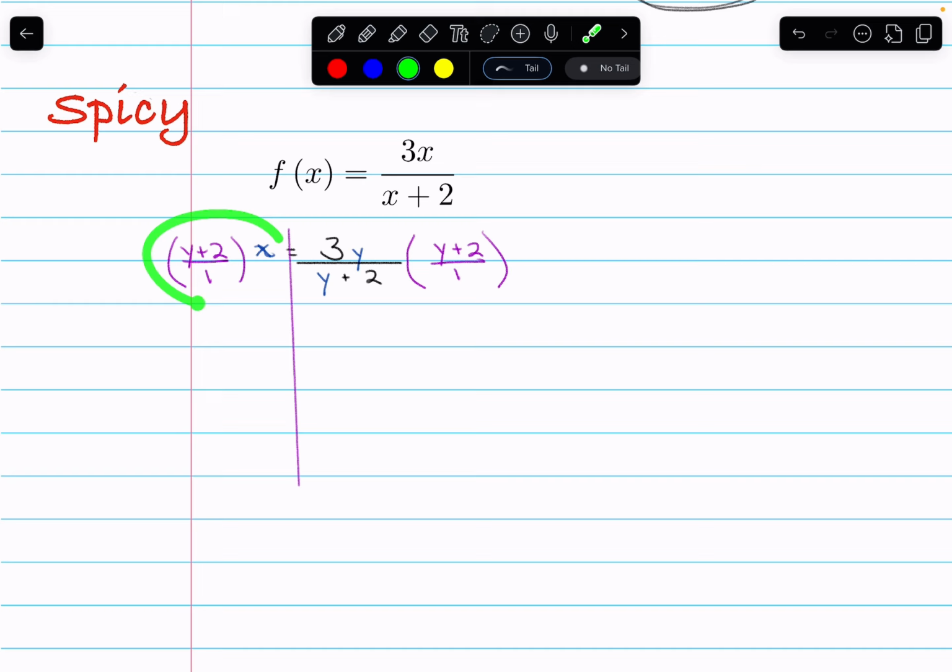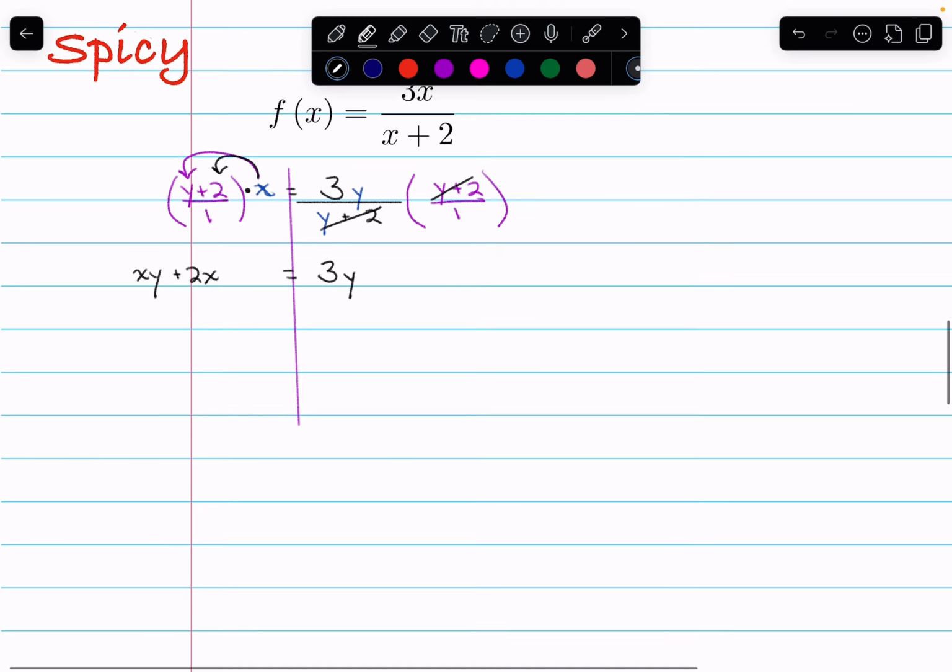On the left-hand side, remember, I'm going to distribute. So I'm going to distribute x to the y, and I'm going to get xy, and I'm going to distribute the x to the 2. Again, you're multiplying, so this would be plus 2x equals y plus 2, those would cancel out, and I'll be left with 3y. Y plus 2 divided by y plus 2 is 1. Anything over itself is 1. That's why they cancel. Okay.